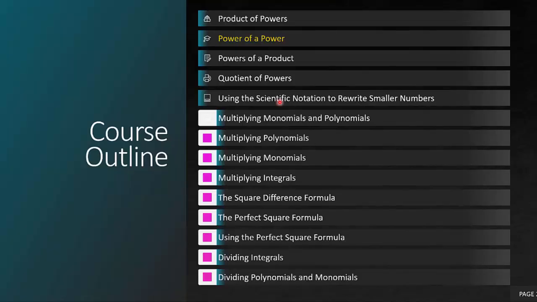In the first 4 lessons, we're going to be learning the Laws of Exponents. And then we're going to be learning how to use scientific notation to rewrite smaller numbers. We're going to be learning monomials and polynomials. And then we're going to be learning integrals. And then we're going to be learning 3 different important formulas, which are the square difference formula, the perfect square formula, and how to use and apply the perfect square formula in word problems. And then we're going to be working on how to divide integrals and how to divide polynomials and monomials.